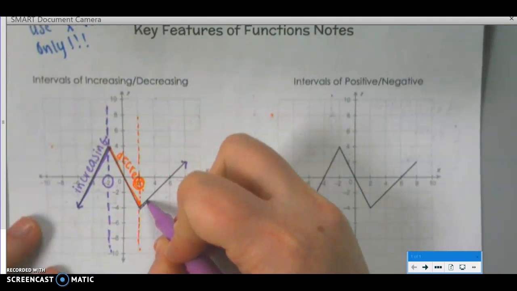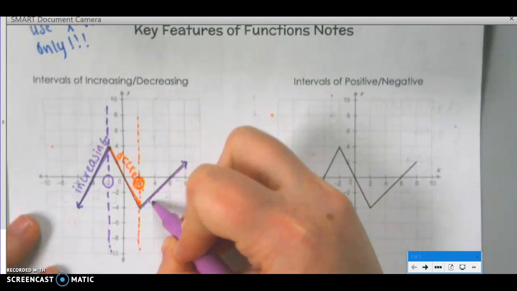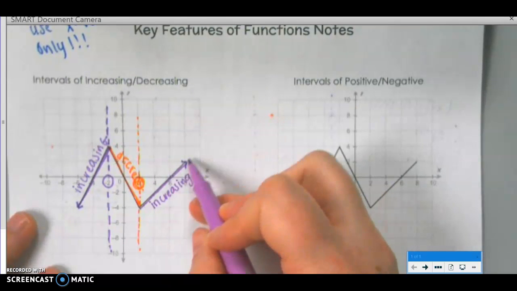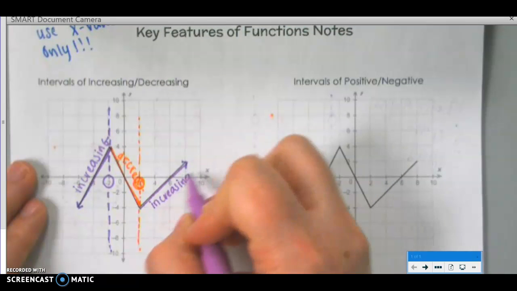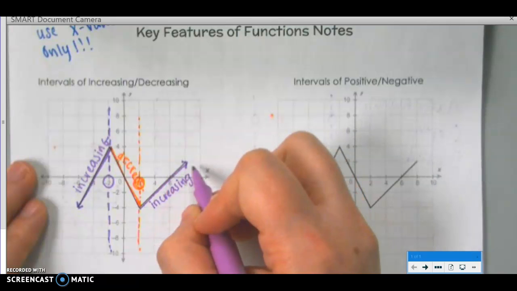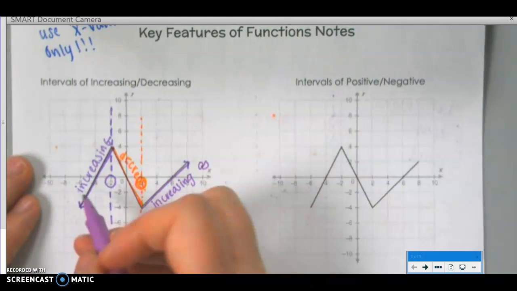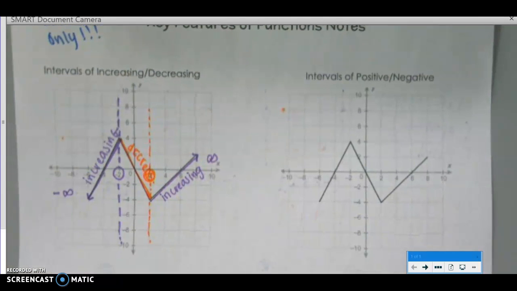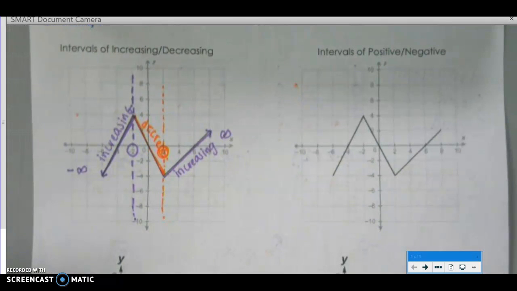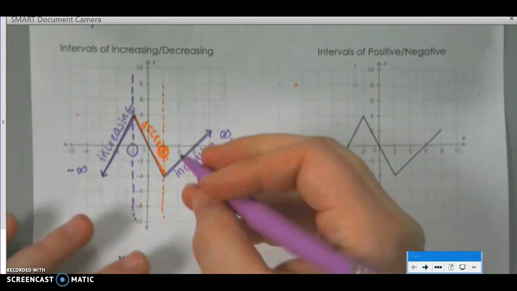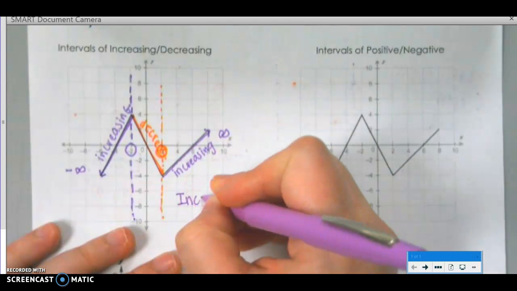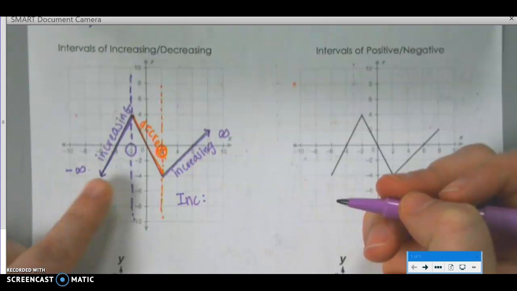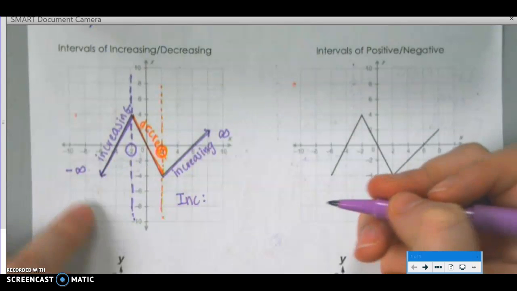And then continue tracing the graph, and I can see that this is going to increase again, and that arrow tells me this is going to increase to positive infinity. So again, we're only doing x values here, so that arrow to the right would be positive infinity. This arrow on the left would be negative infinity. So you can see I have two intervals that are increasing. So my increasing intervals, this is how we write them. My first one goes from negative infinity to -2.